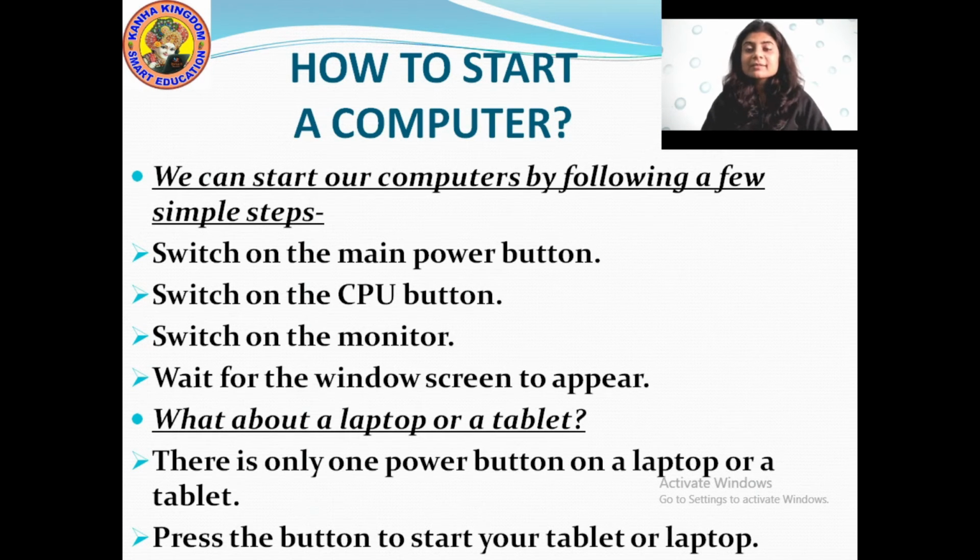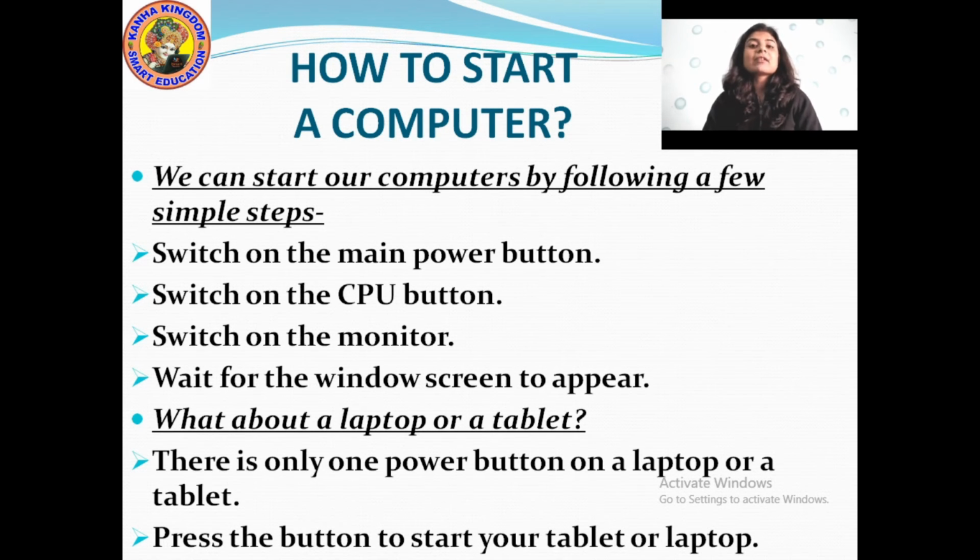The first step is to switch on the main power button. First, what will we do? First, we will switch on the main power button. After that, we will switch on the CPU button. You will find a button on your CPU. First, you will switch on the main power button. Then, you will switch on the button that is present on the CPU.